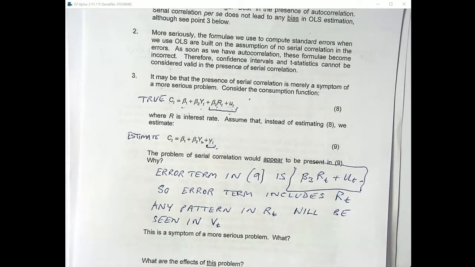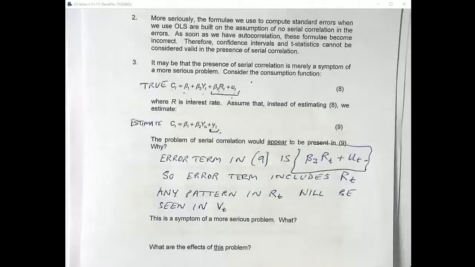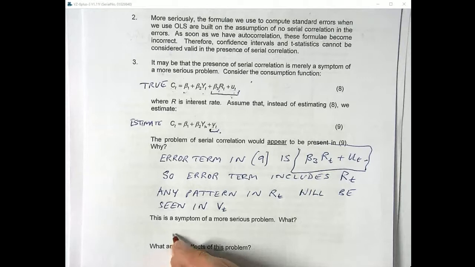So this is why when you find serial correlation in a macroeconomic model, it's usually for this reason. It's usually because you've just left something out. There's something that should be there that is not there. And the pattern you see in the error term is just because of that excluded variable. However, this isn't serial correlation. This is a more serious problem. This is the problem of incorrect specification.